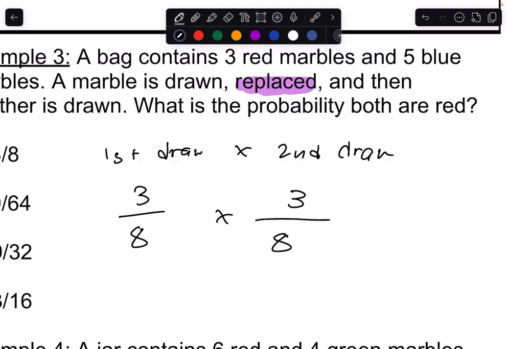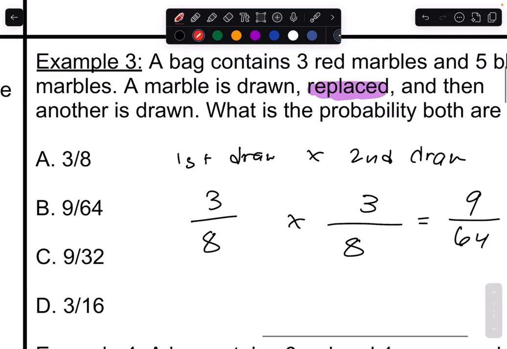So, we wanted the probability of 2 draws. We drew the red. We replaced it and put it back in the bag. So now there's still 3 out of 8. 3 times 3 is 9. 8 times 8 is 64.